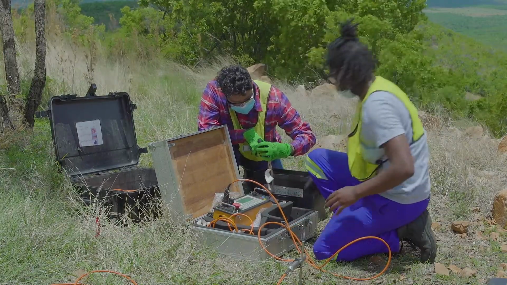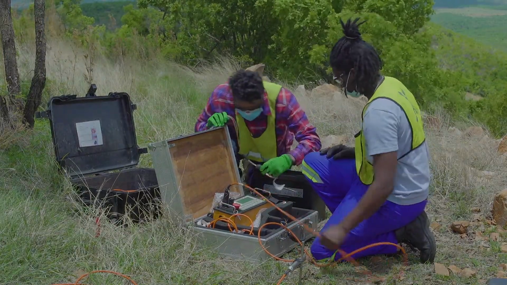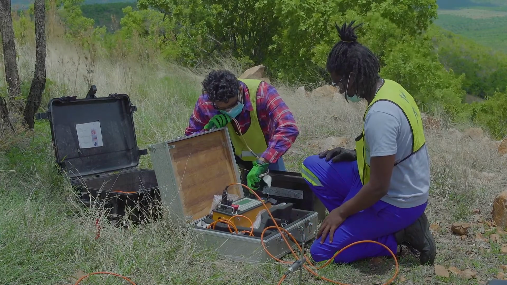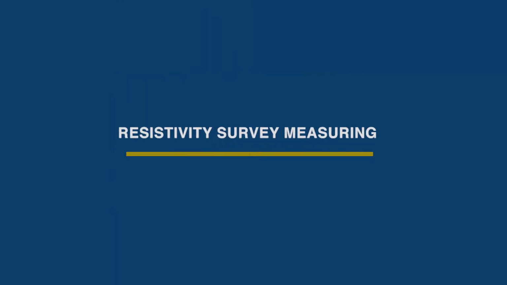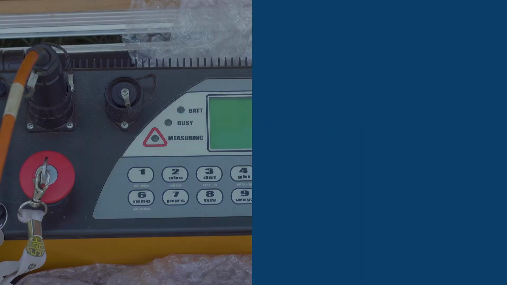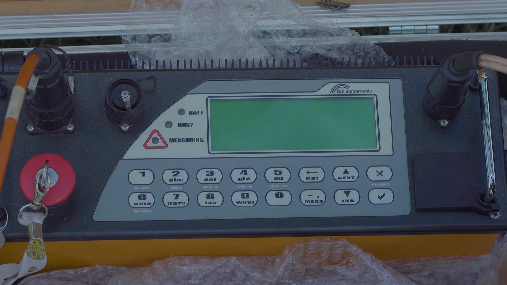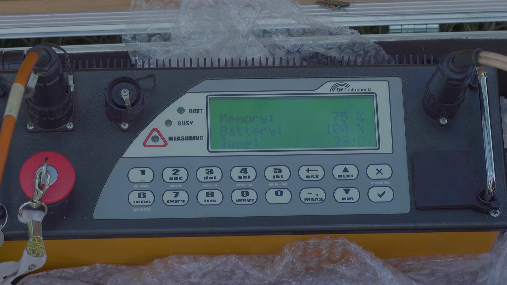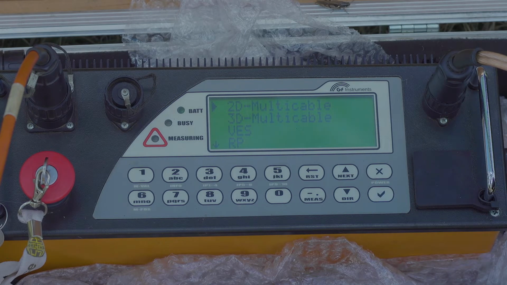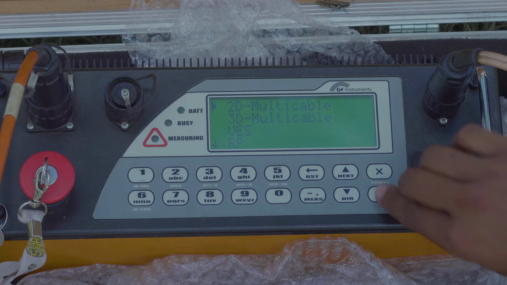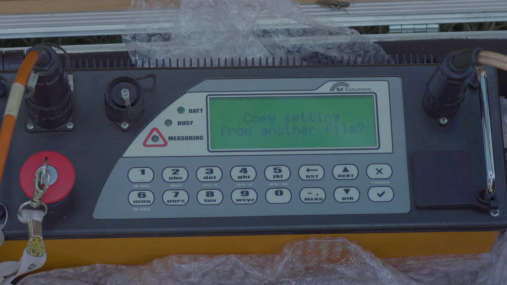This is then followed by the battery, which is connected to the A-res meter box. To start our measurements, we first will switch the A-res meter box on. We will then select the new measurement, and since our profile is a 2D profile, we will use 2D multi-cable.